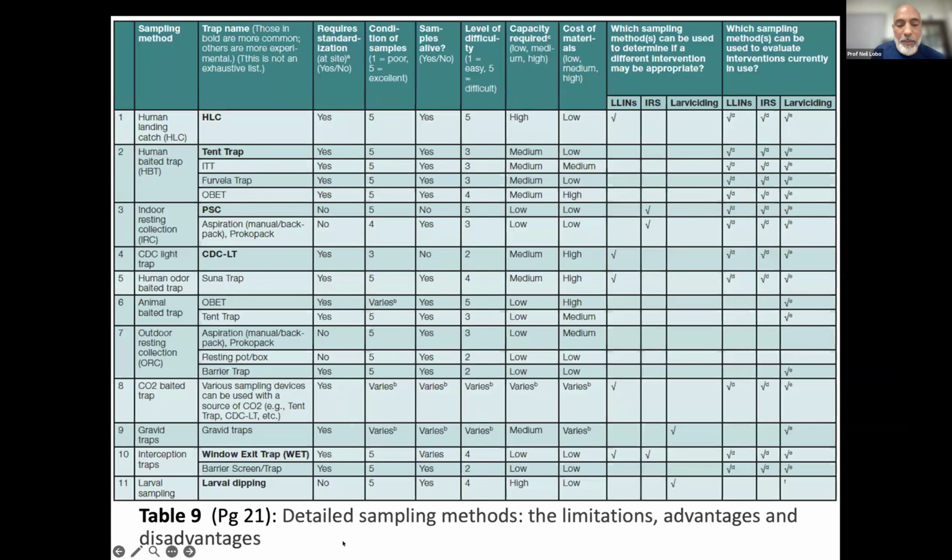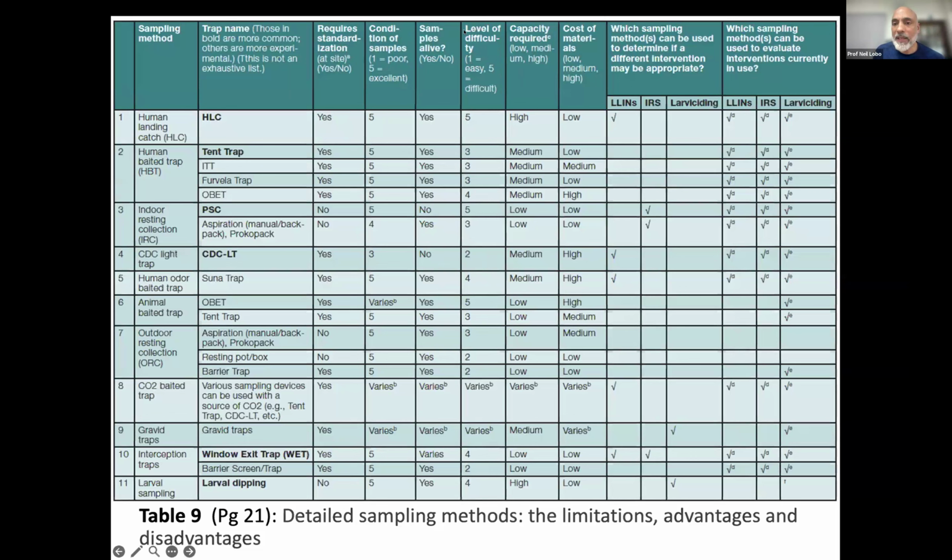If you look at table 9 on page 21, it tells you the advantages and disadvantages of all these sampling methods. For example, let's look at indoor resting collections, right? There are different kinds of them. Does it require standardization? No, right? Are the samples in good condition or bad condition? They're usually pretty good in indoor resting collections. Are they alive? Yes, you can collect them alive. So you can use this method if you need live mosquitoes for downstream analysis. You can also see the level of difficulty, etc.